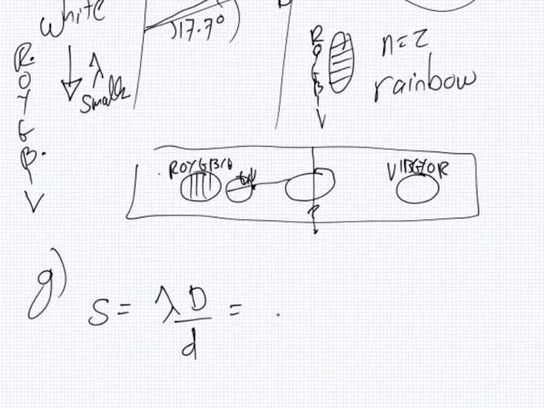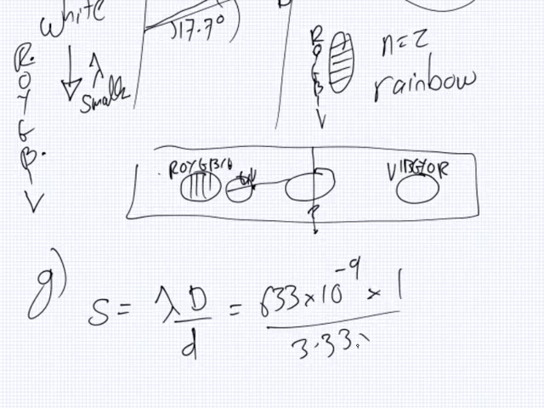What colour light is this, red or blue? Red light. Red light, so that was 633 times 10 to the minus 9 times 1 over 3.33 times 10 to the minus 6. So the space in between the fringes. Oh, I must have done something wrong there. Yeah, that's better. 19 centimeters.